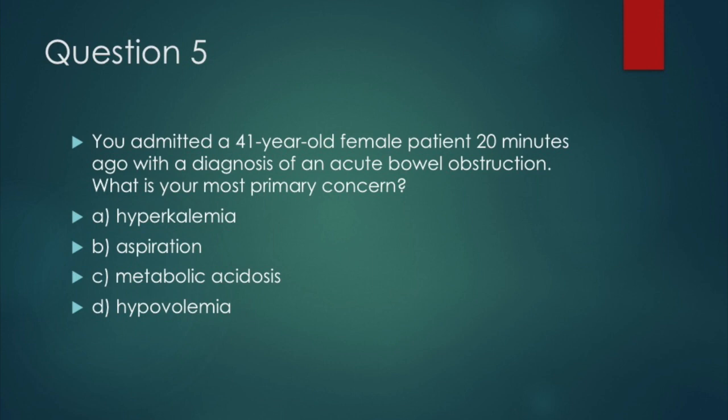Question number 5. You admitted a 41-year-old female patient 20 minutes ago with a diagnosis of an acute bowel obstruction. What is your most primary concern? A. Hyperkalemia. B. Aspiration. C. Metabolic acidosis. Or D. Hypovolemia.